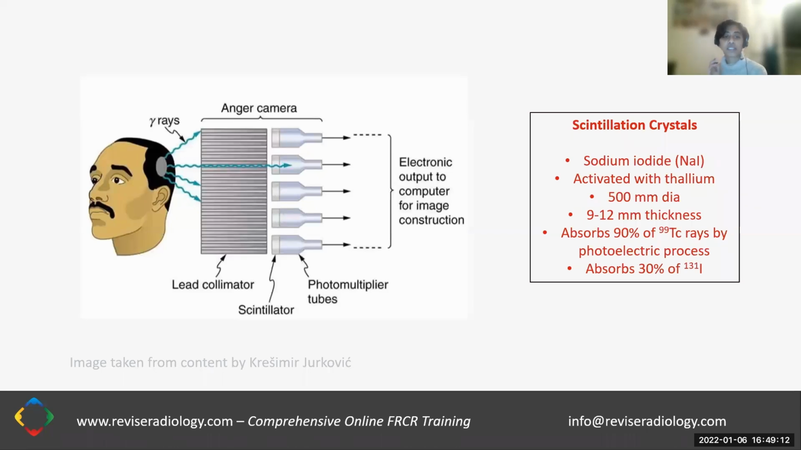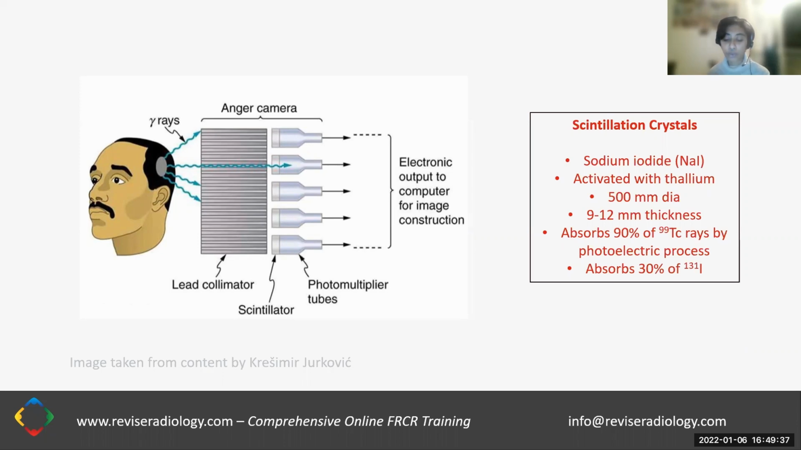Once it passes through the collimator, it's taken to the scintillation crystals. The scintillation crystals are constructed with sodium iodide, which is activated with thallium. The specifics are that it's around 500 millimeters in diameter, 9 to 12 millimeters thick. The scintillation crystals will absorb the gamma photons from technetium by the photoelectric process.